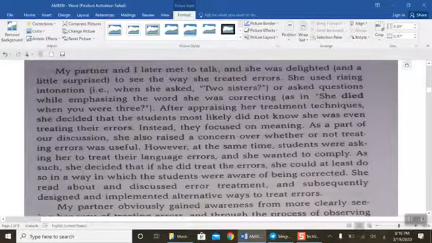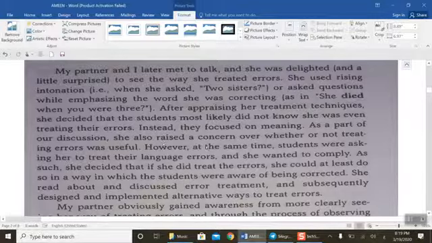Okay, هاي النقطة مهمة. The students didn't know she was even treating their errors. The students didn't notice that the teacher was correcting their errors. They made some errors, and the teacher was trying to correct their errors, but the students didn't notice this. Instead, they focus on meaning, not on the mistakes. As a part of our discussion, we discussed، ناقشنا.